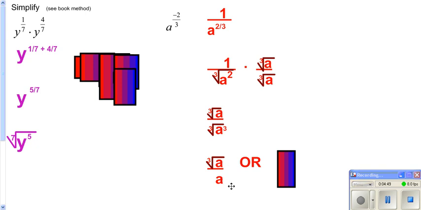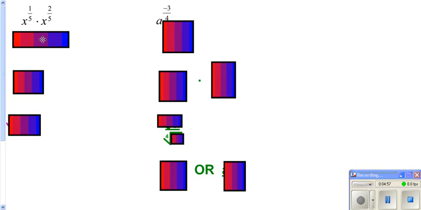So you'd have the cube root of a over a, which if you wanted, you could write as an a to the 1/3 over a. Wouldn't make a difference.